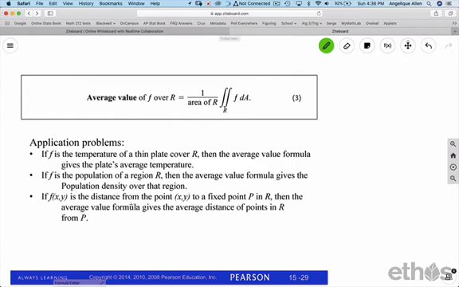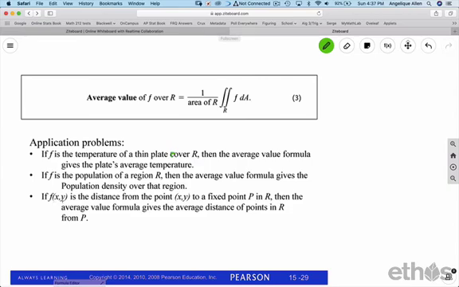But we want to understand what this means in terms of applications. If f is the temperature of an infinitesimally thin plate over R, then the average value formula up here gives the plate's average temperature. Okay, that makes sense. If f is a population function, then it gives population density.